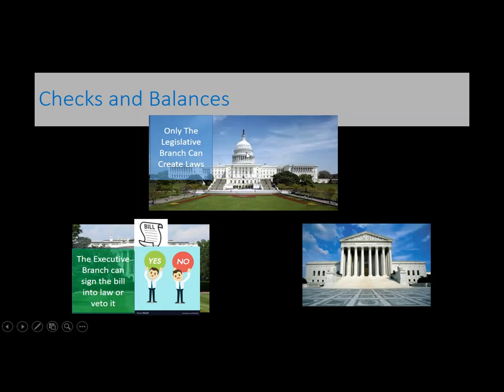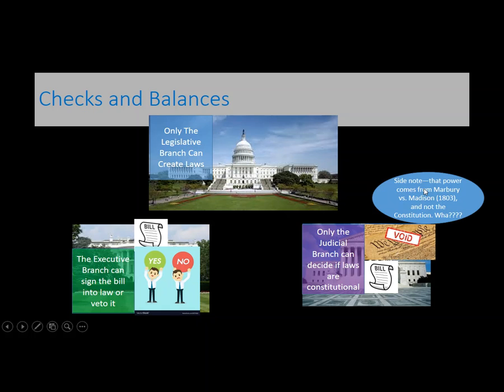It's gone. But, you know, Congress, and again, this video is not talking about it, Congress can override a presidential veto, right? But only the judicial branch can decide if laws are constitutional, right? Even though that power actually comes from Marbury versus Madison, 1803, and not the Constitution. Well, we'll talk about that later. But again, there are checks and balances built in within all branches of government. For example, the president picks Supreme Court nominees, but the Senate has to decide on them. The president can recommend legislation, but he can't create it. The Supreme Court would be involved in any kind of an impeachment trial against the president.